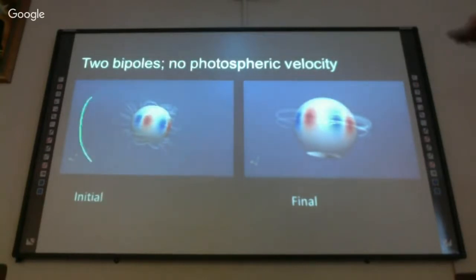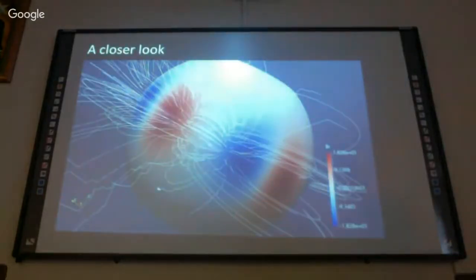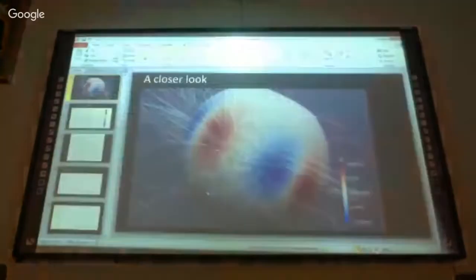I put in something like this, and I let the system evolve, and you can see that connections have developed between the opposing polarities, which were not initially connected. It's very simple. It's like when you have one magnet, you have magnetic field lines, and when you bring in another magnet, you will have connectivities between the two magnets. This is a closer look at how the field lines look. Here I have a video that shows the connections developing.